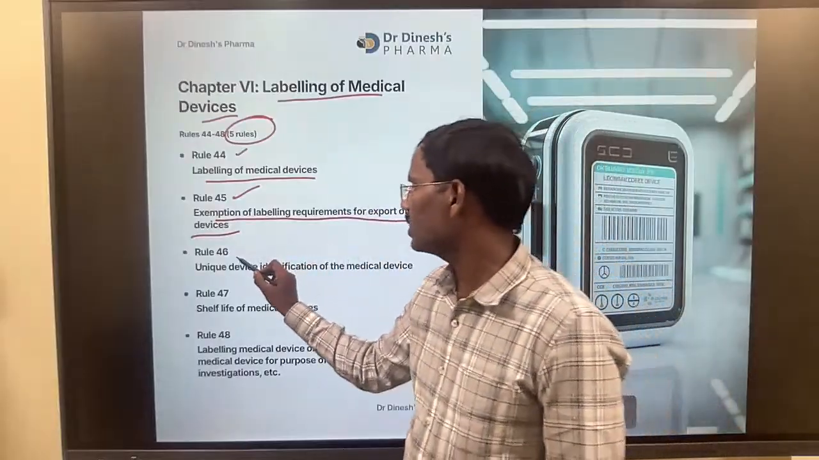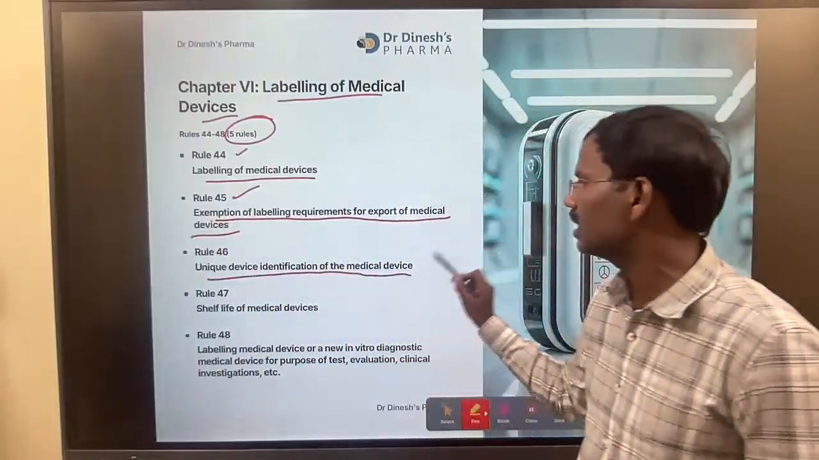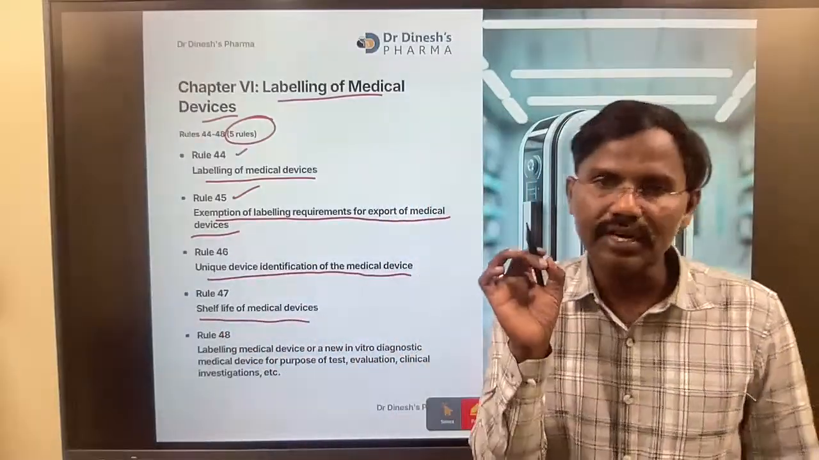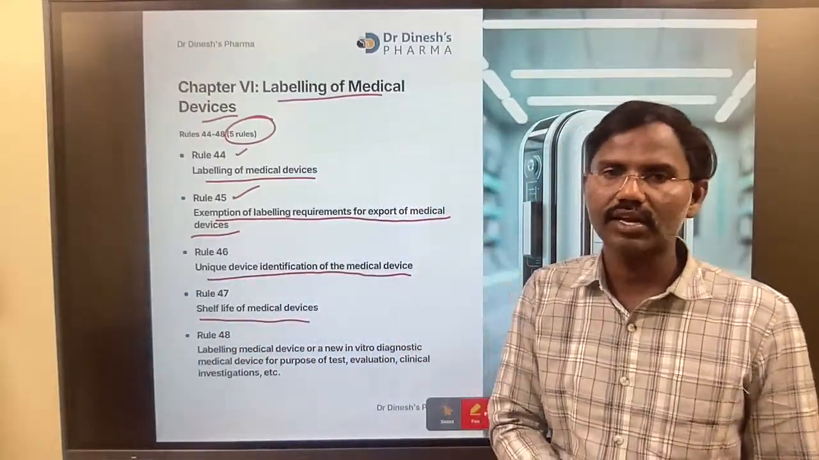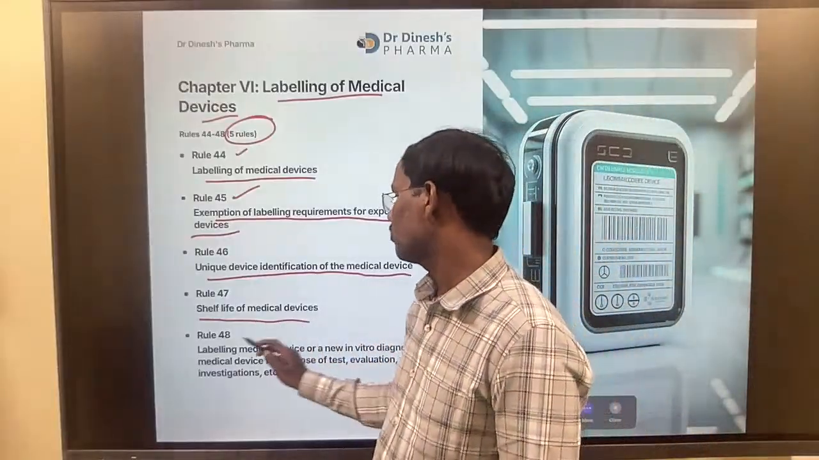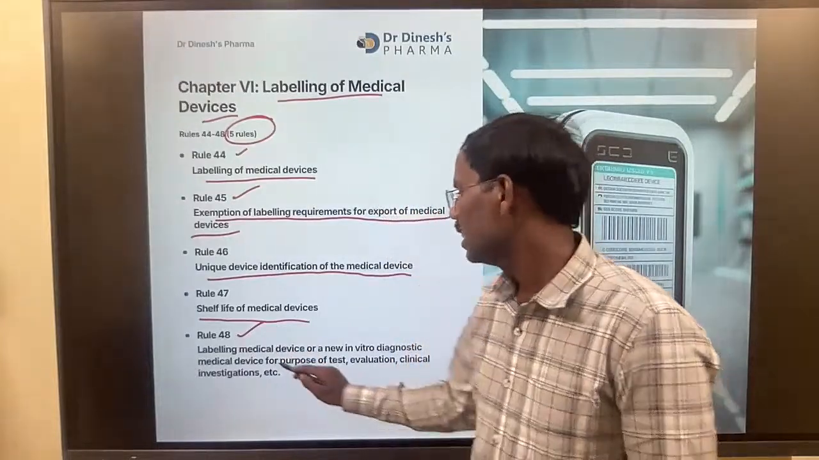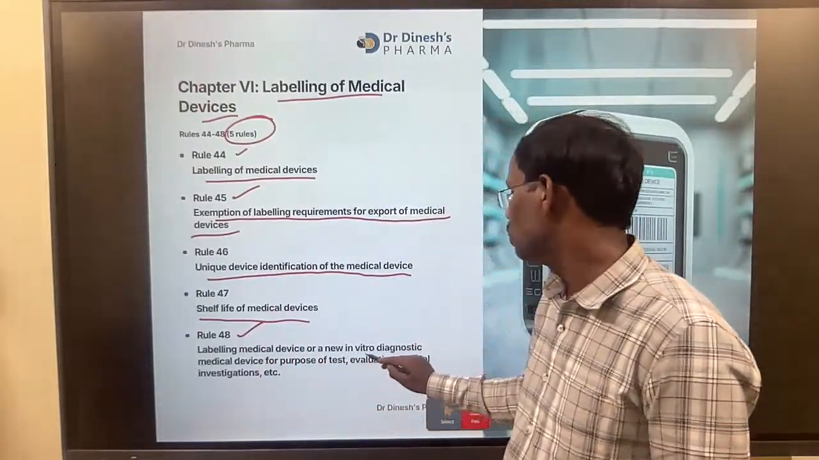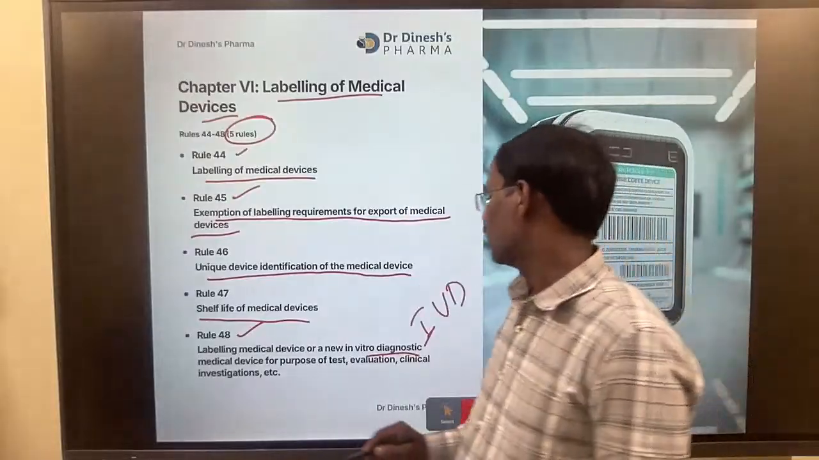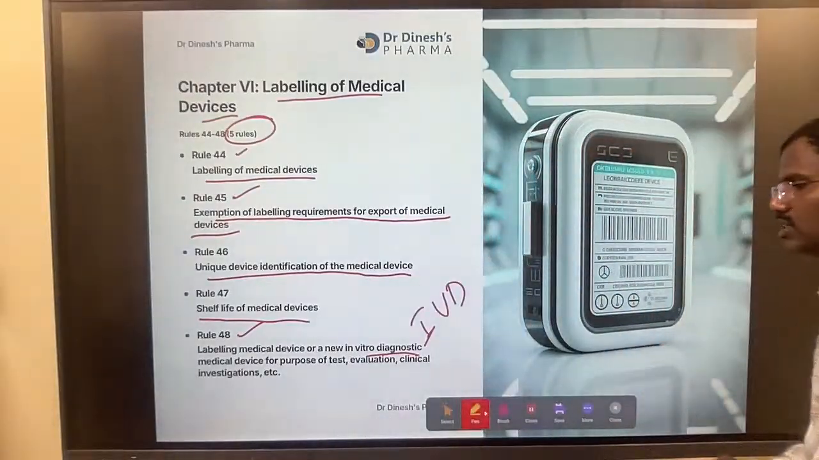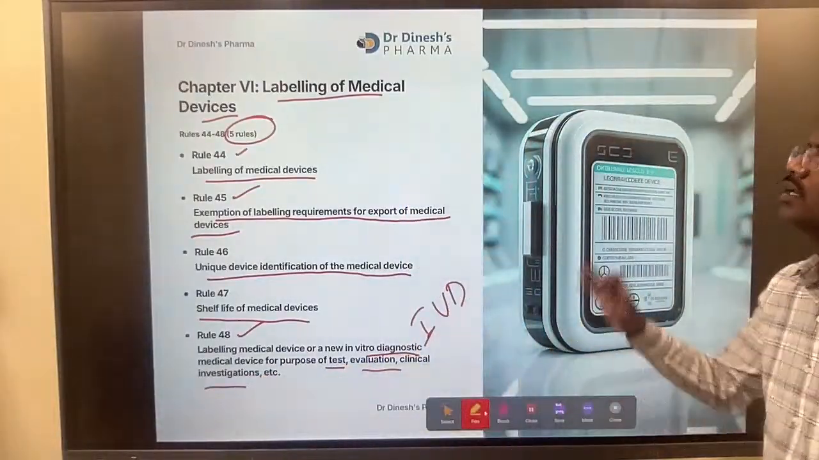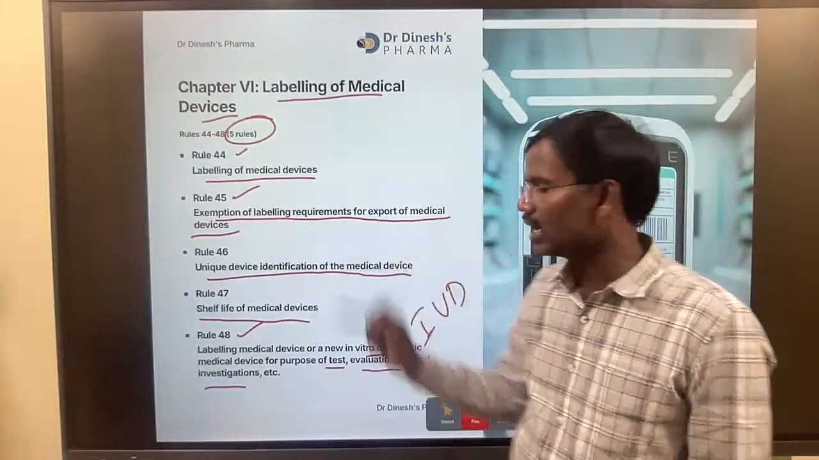Rule number 46, unique device identification of the medical device. Rule number 47, shelf life of a medical device. If it does not have any expiry, then it's fine, but if it has an expiry, then you have to write the shelf life of the medical device. Then rule number 48, labeling of new in vitro diagnostic IVD medical device for the purpose of test, evaluation, and clinical investigations. This is chapter 6, labeling of medical devices.